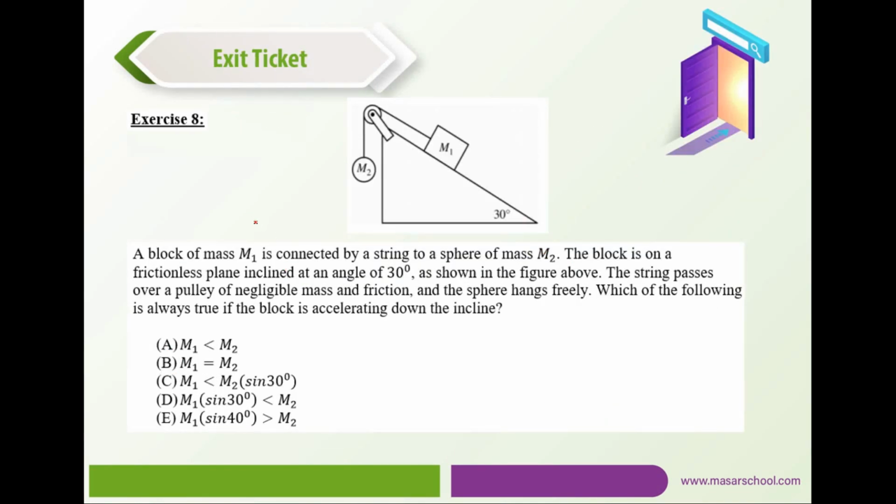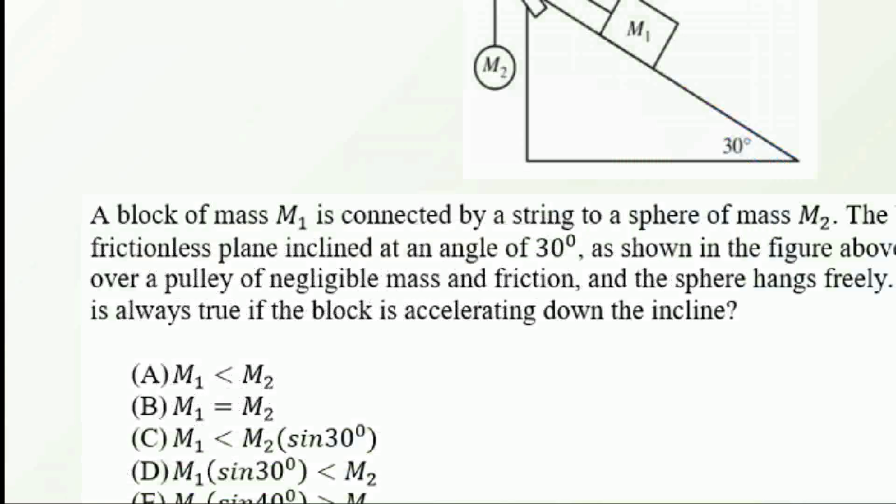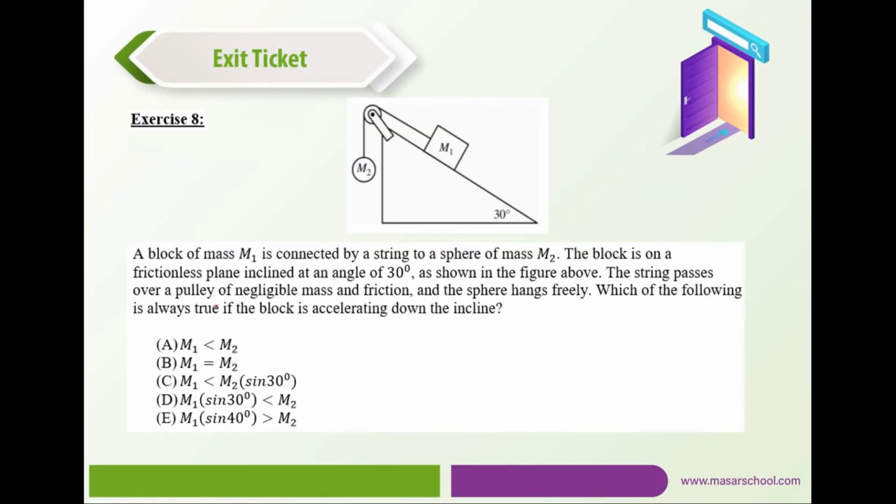Exercise 8. As an exit ticket for today's video, a block of mass m1 is connected by string to a sphere of mass m2. The block is on a frictionless plane inclined at an angle of 30 degrees as shown in the figure above. The string passes over a pulley of negligible mass and friction, so the pulley is ideal. We can use all the previous argumentations, and the sphere hangs freely. Which of the following is always true if the block is accelerating down the incline?